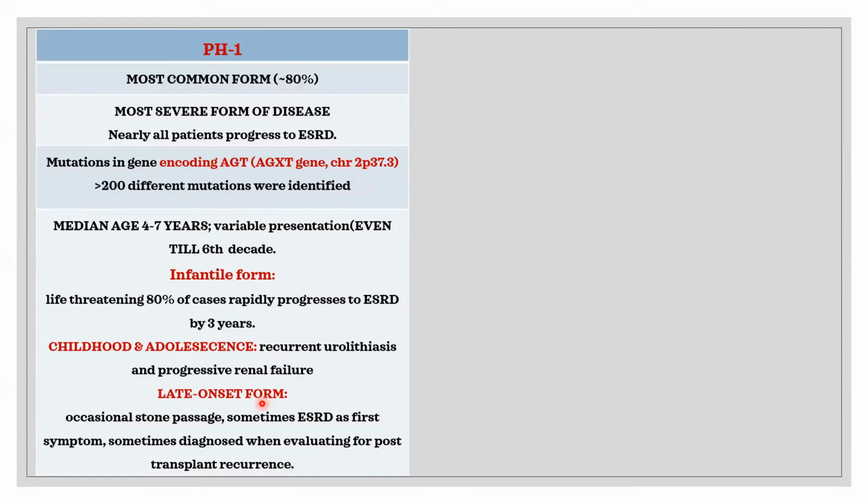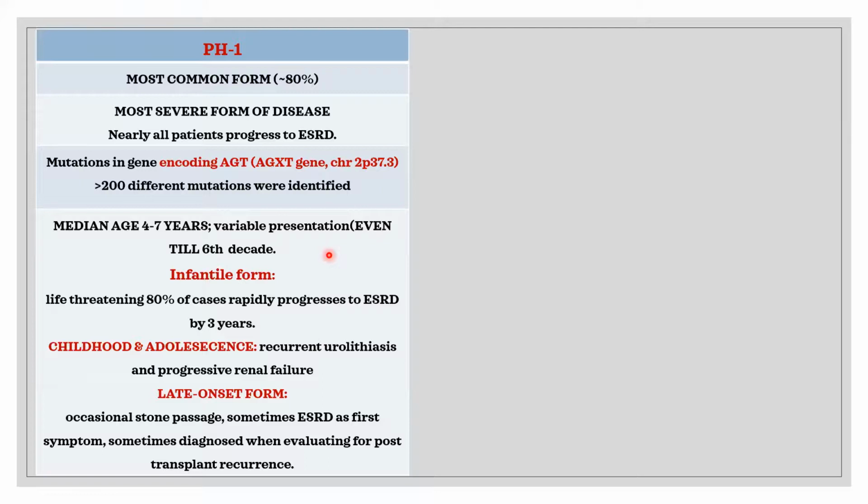Coming to the presentation, primary hyperoxaluria type 1 is the most common form, which accounts for 80% of the cases, and it is the most severe form of the disease. Nearly all patients progress to ESRD. Mutations are seen in the gene encoding the alanine glyoxylate aminotransferase enzyme, which is located on chromosome 2p. Median age of presentation is 4 to 7 years, but it is variable and can present even till the 6th decade. Infantile form is the most dangerous form. 80% of the cases rapidly progress to ESRD by 3 years.